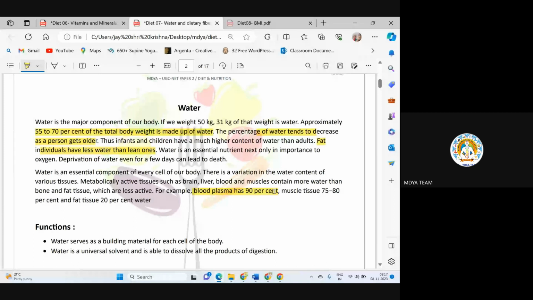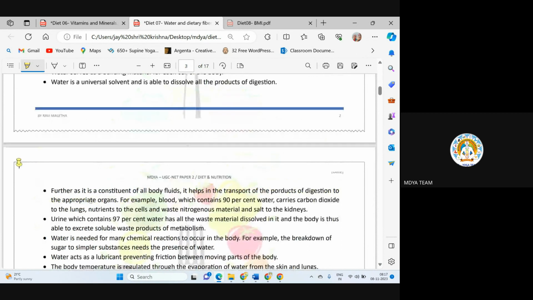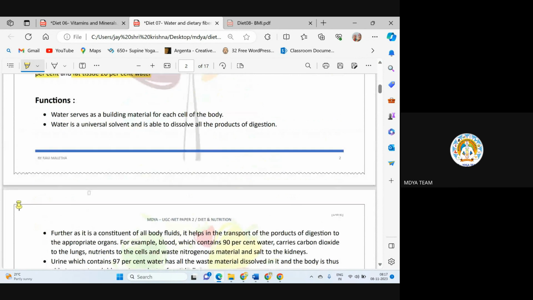Muscle tissue has 75 to 80% water, and fat tissue has around 20% water. So the least amount of water is present in fat tissue. That's why fat individuals, who have a higher amount of fat tissue, have less water than lean ones. Now, water does many functions in our body.